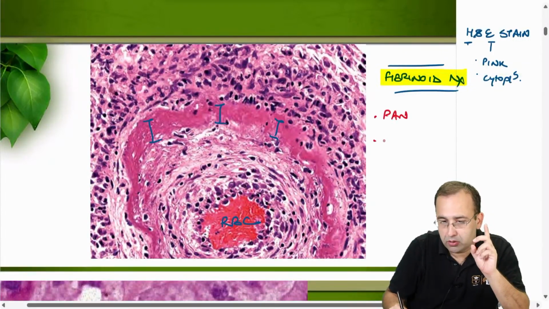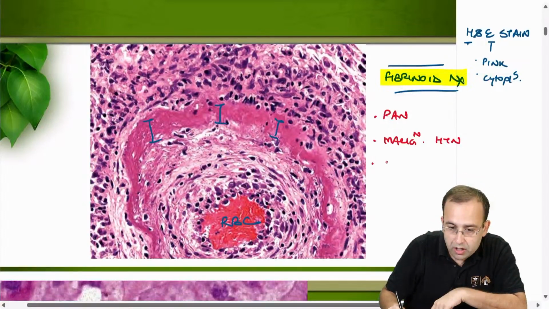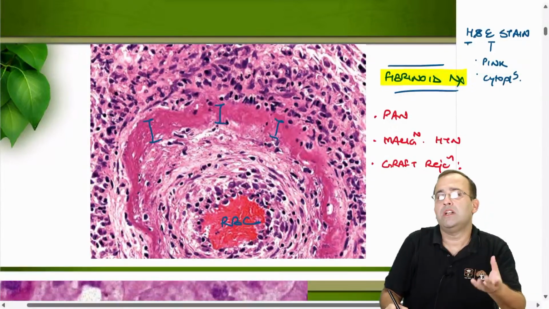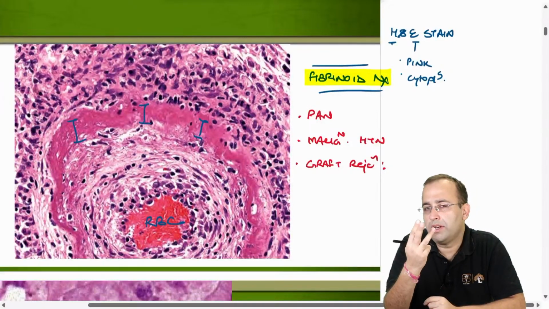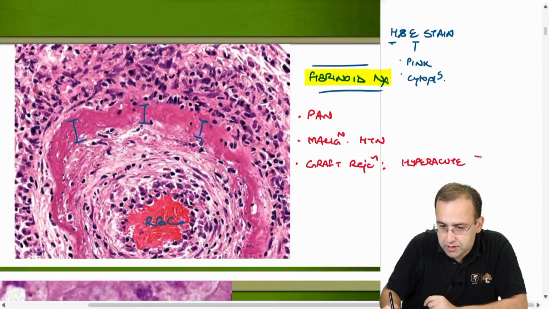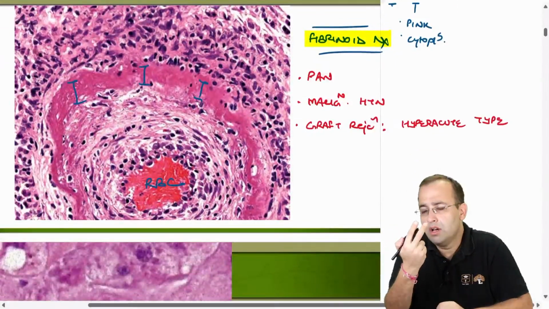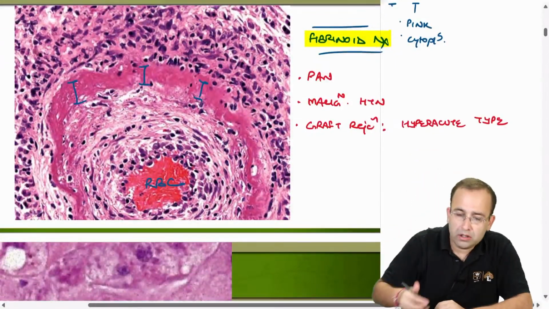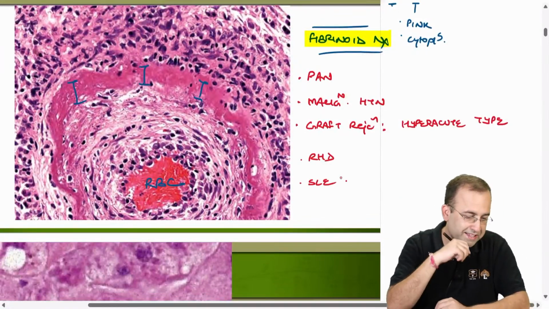PAN, polyarteritis nodosa. Malignant hypertension, graft rejection. It is not benign hypertension, it is malignant hypertension. Graft rejection: I took the graft, my body rejected it. Graft rejection is of 3 types: hyperacute, acute, chronic. Fibrinoid necrosis is the most aggressive pattern of necrosis. It is seen in malignant hypertension, graft rejection of the hyperacute type, and vasculitis, PAN. Next is RHD, rheumatic heart disease, and SLE.